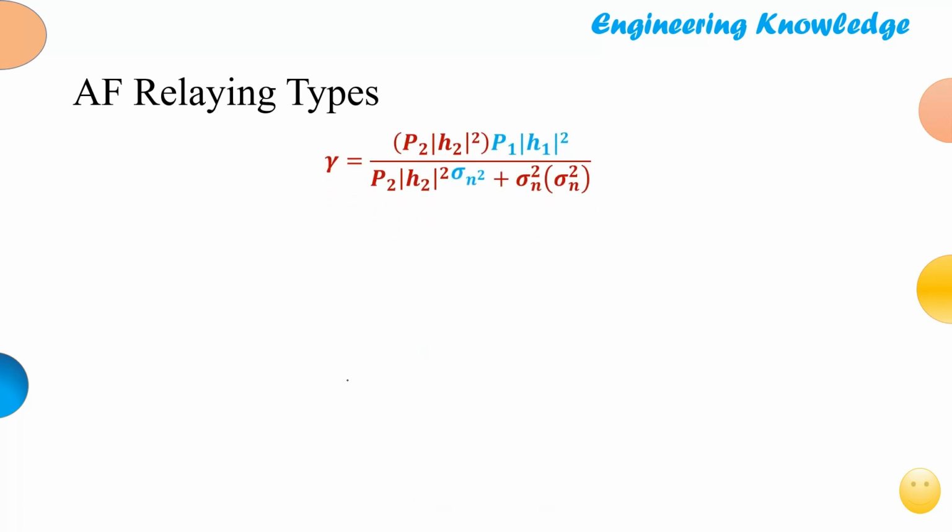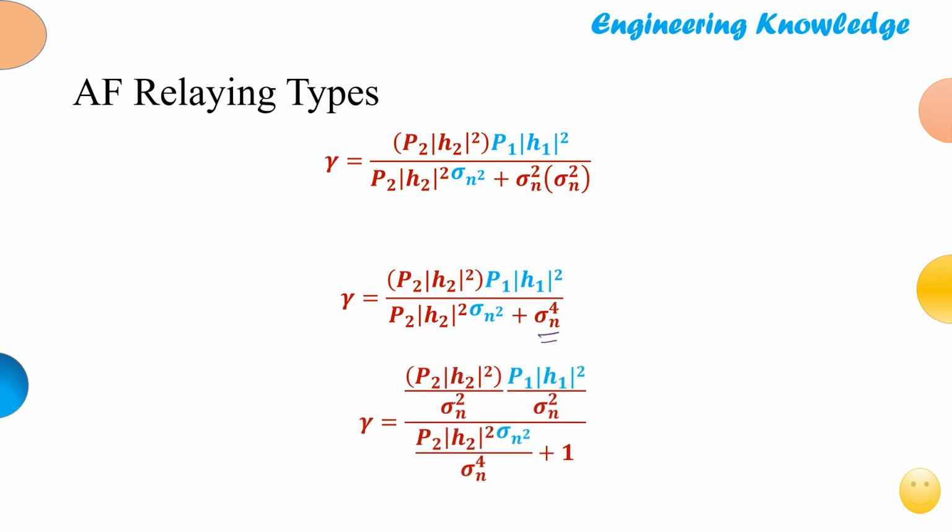It will become P2 mod H2 square, P1 mod H1 square, over P2 mod H2 square sigma n square plus sigma n square into sigma n square. Now these two sigma n squares become sigma n to the power 4. Now I can divide this complete numerator and denominator by sigma n raised to the power 4. If I do that, what happens? In the numerator I will have upon sigma n square, and in the denominator sigma n power 4.